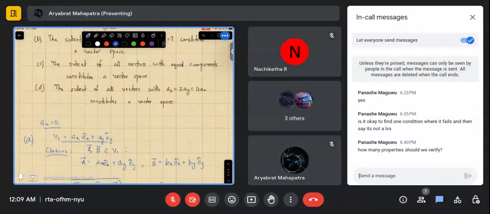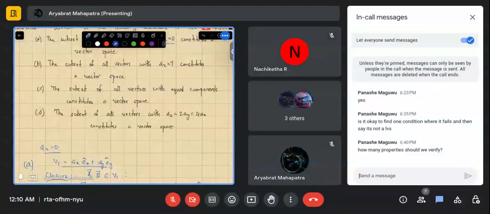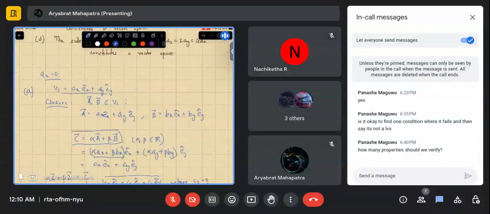I think that is quite similar. So the subset of all vectors with az equals 2ay equals 4ax constitutes a vector space. You can do that. Here also you will get some common factors. You can just pull them out and check the closure property, and similarly you can go on and check the identity and other properties; they would all be satisfied. So that was for this question.